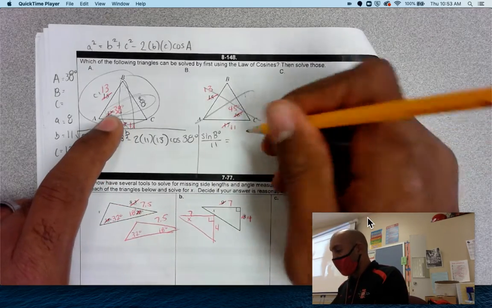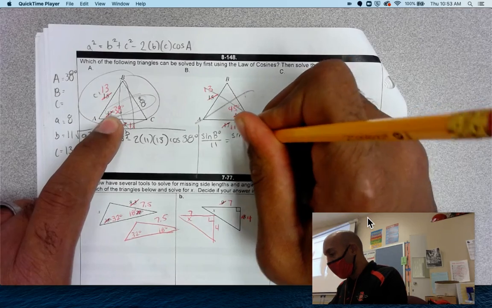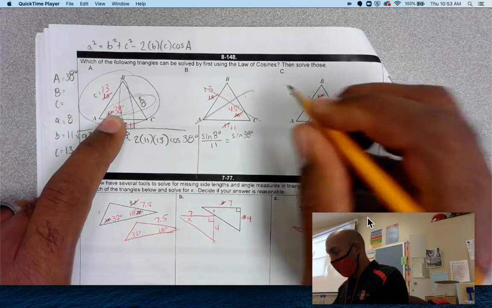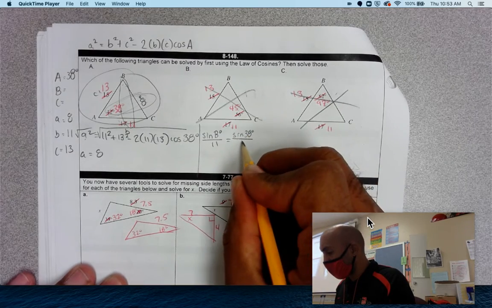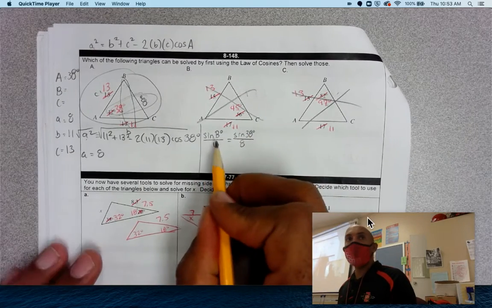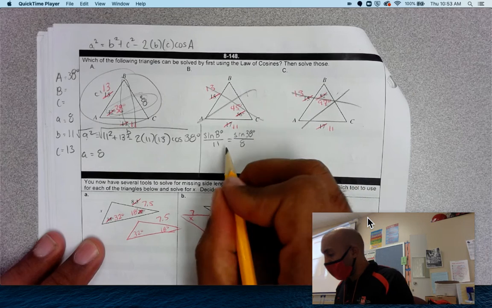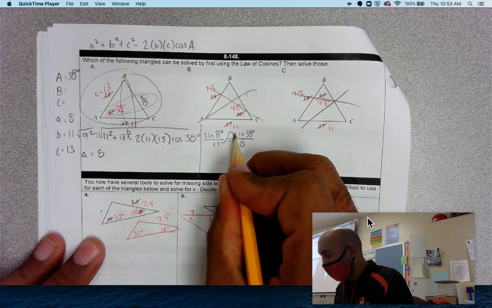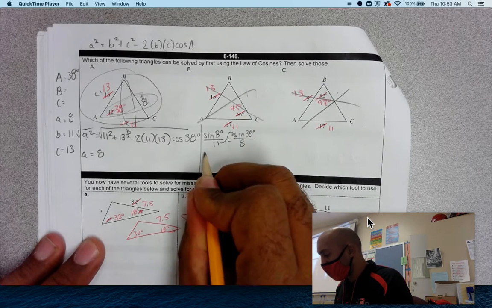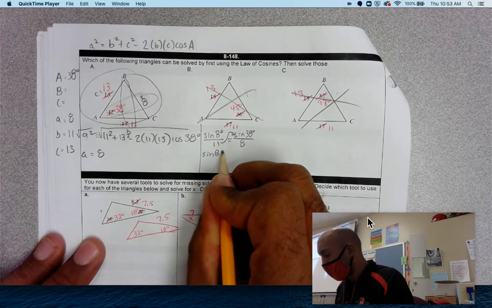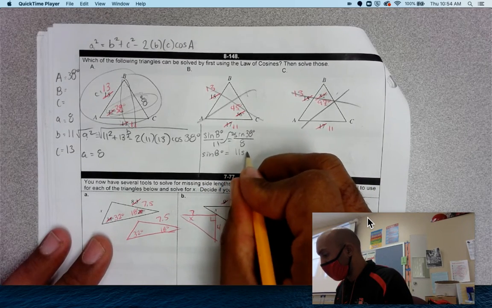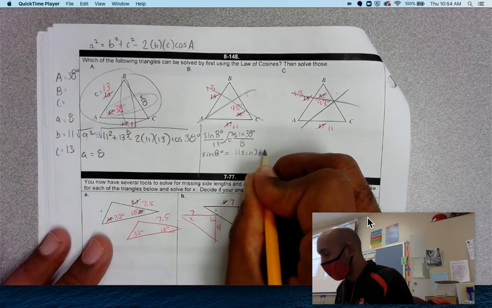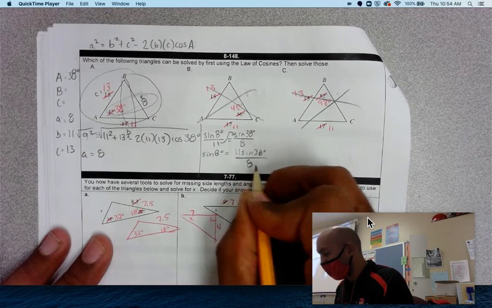And then I'm going to put the sine of the other angle of the pair that I'm going to use, which is the 38 degrees and the 8. So I put sine of 38 and then the side on the bottom, which is 8. And now, again, I'm going to get that angle by itself. I'm going to use the cross-multiplying shortcut by bringing this 11 up here. So sine of B equals 11 times sine of 38 degrees over 8.